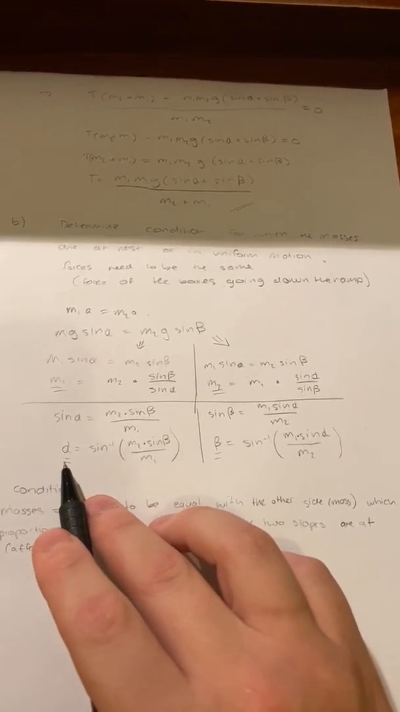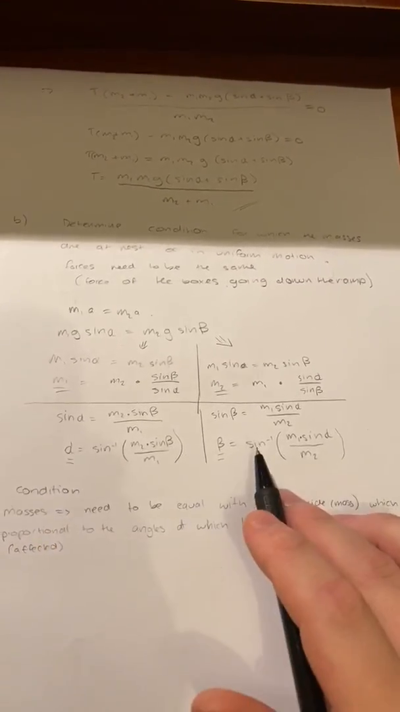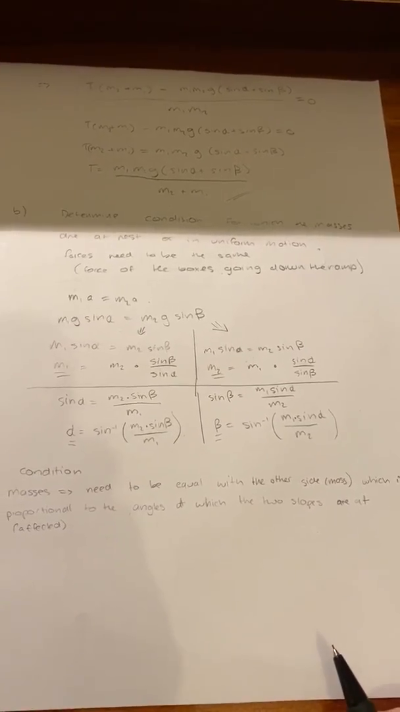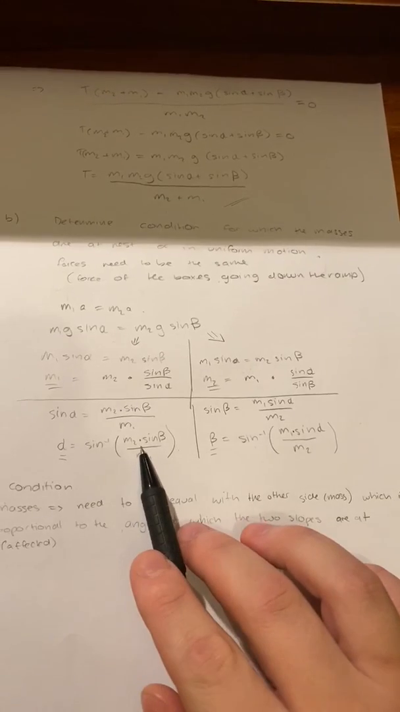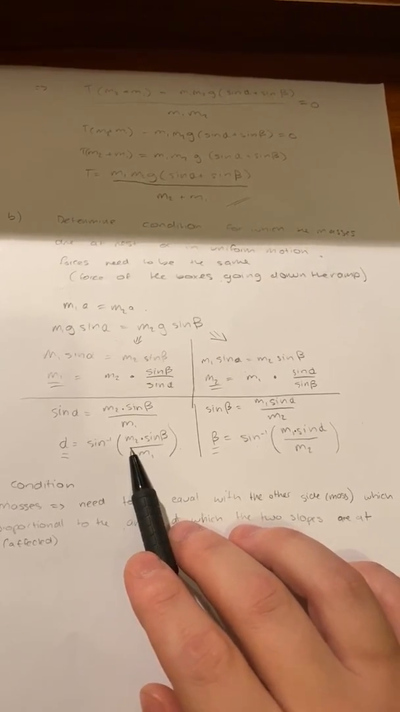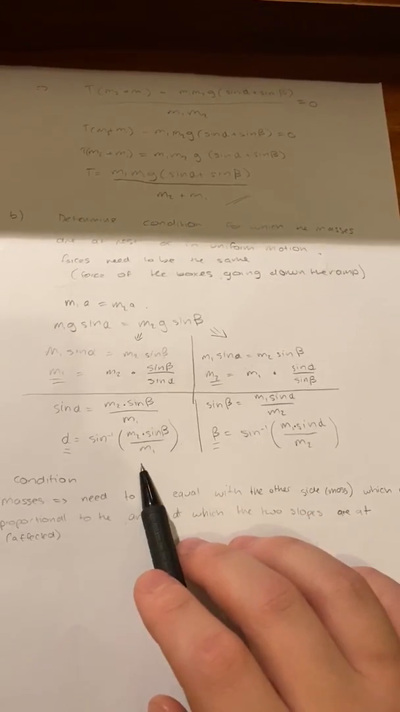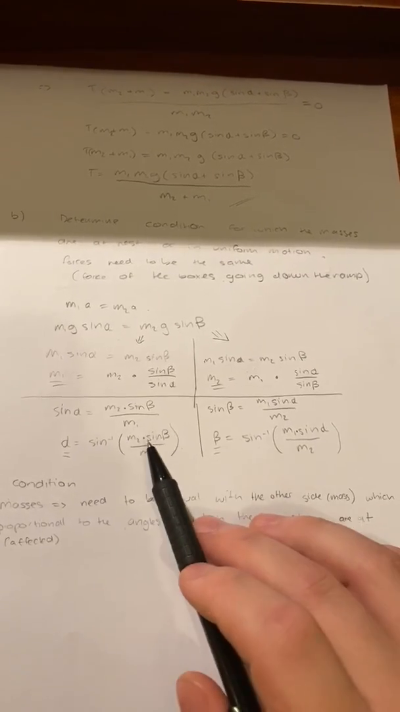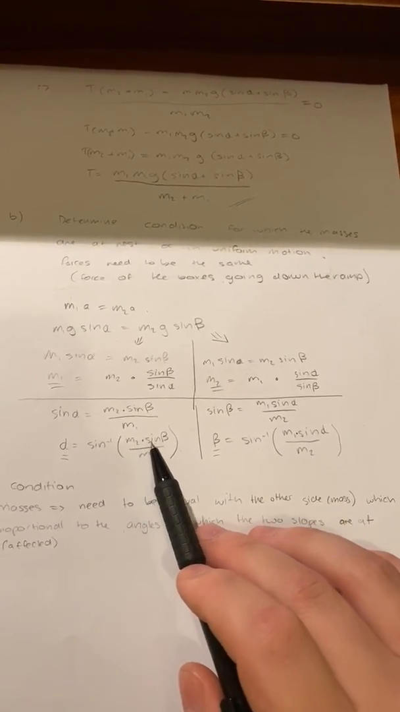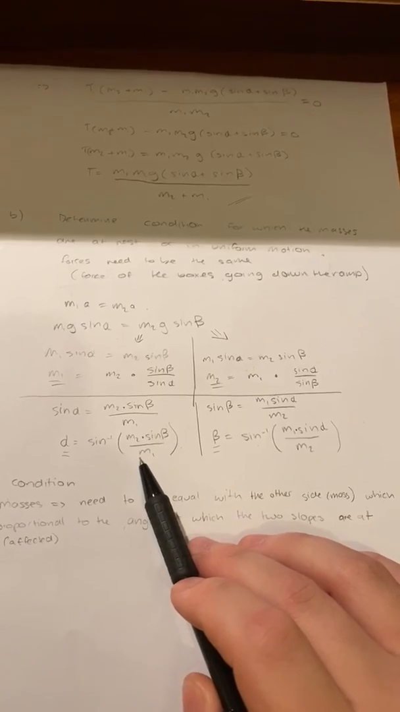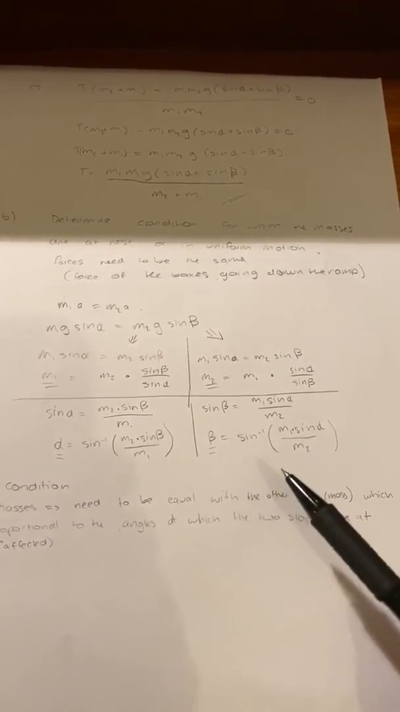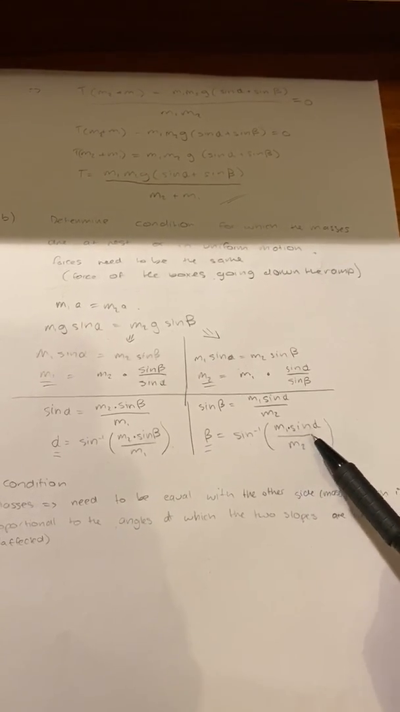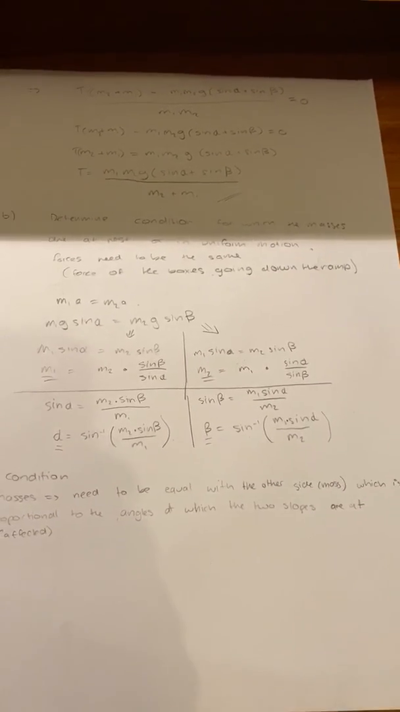And obviously you can get the A and the B angle very easily from these equations as well, using the inverse sine function. m2 times sine B over m1 will give you A, so mass 2 times the angle 2 over the first mass, if you put that in the inverse sine function, will give you A, and the same with B, with the mass 1, first angle, and the mass 2.